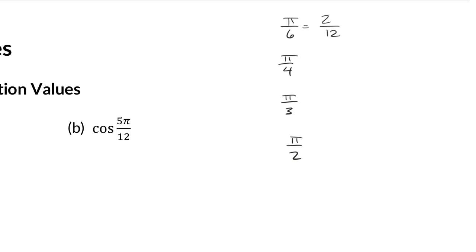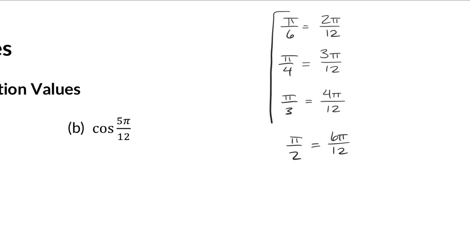Multiply by 2. So this is 2 pi over 12. How do you make pi over 4 with a denominator of 12? Times 3. So this is 3 pi over 12. See what I'm doing? If I write this one with the denominator 12, it's 4 pi over 12. And if I write pi over 2 with the denominator of 12, it's times 6. So this is 6 pi over 12.